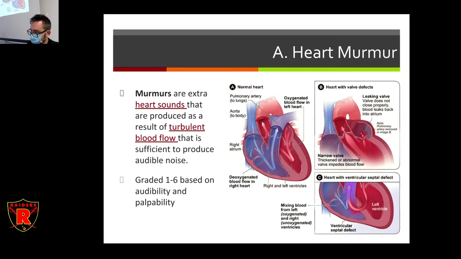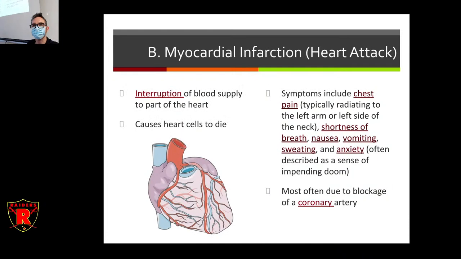It says it's graded 1 to 6 based on audibility and palpability. Audibility is obviously the ability to hear it, and palpability is the ability to feel it. You have to have a pretty significant murmur before it's feelable from the surface, but some of them are. There are some examples in the pictures of leaky valves, backflow happening, which causes a little bit of extra sound. We good? Some of these are pretty quick.